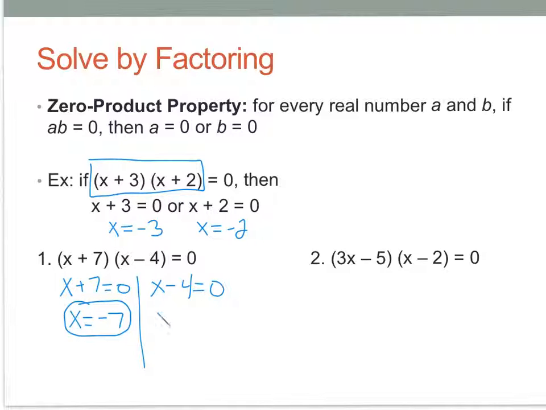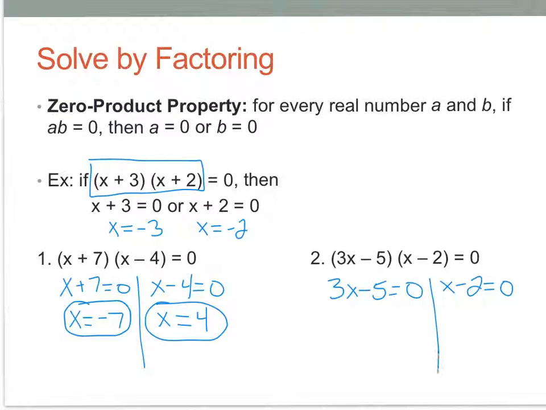And the second one, add 4, so x equals 4. And there are your two solutions. Same idea in the second one. 3x minus 5 could equal 0, or x minus 2 could equal 0. So let's see, add 5. 3x equals 5, so x is 5/3, or x equals positive 2.